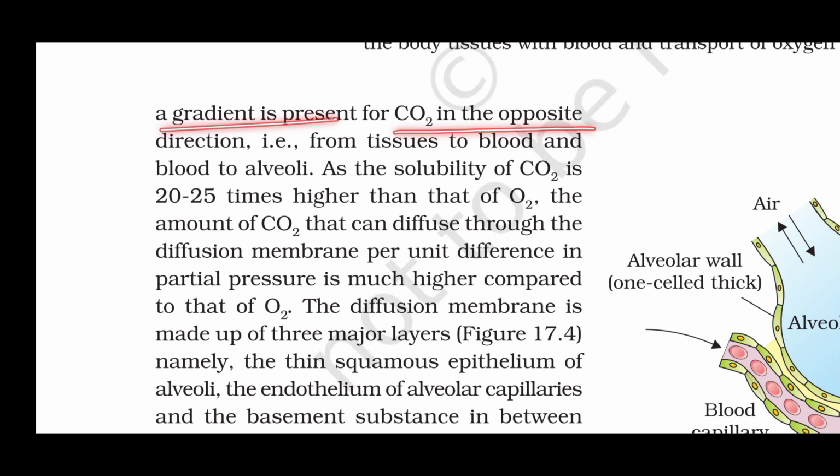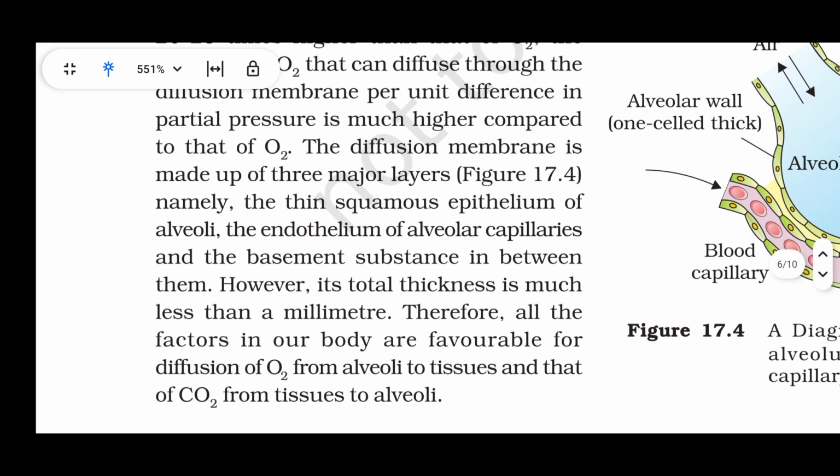Similarly, a gradient is present for CO2 in the opposite direction, that's from tissue to blood and blood to alveoli. As the solubility of CO2 is 20 to 25 times higher than that of oxygen, the amount of CO2 that can diffuse through the diffusion membrane per unit difference in the partial pressure is much higher compared to that of O2. The diffusion membrane is made up of three major layers.